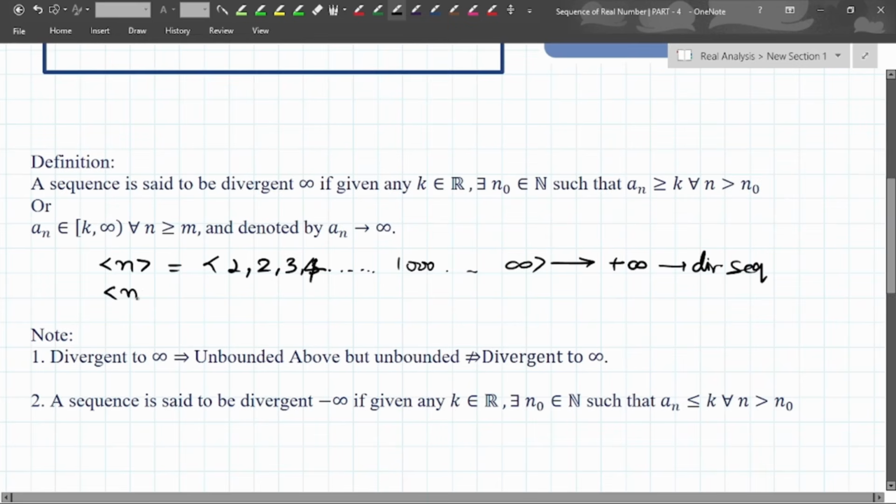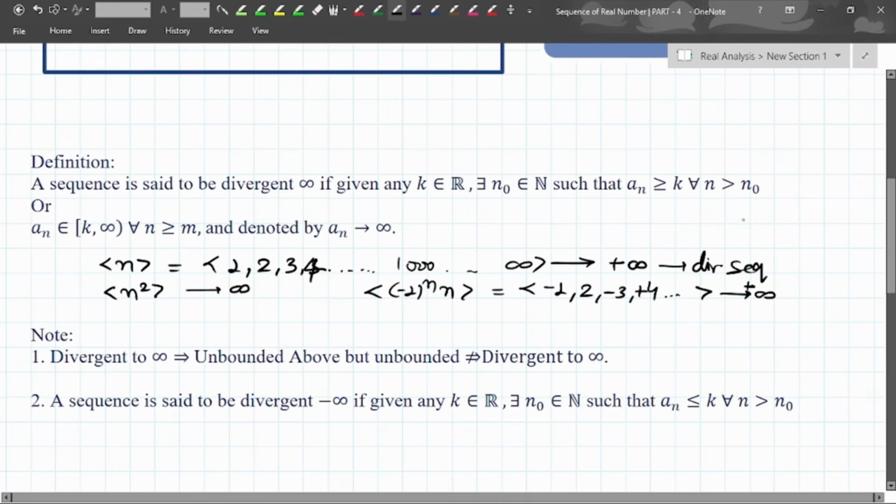One more example is n square. It is also going to plus infinity. We can take one more example, that is minus 1 power n into n. This is nothing but minus 1, 2, minus 3, plus 4. This will also go to plus infinity only, that we can say.